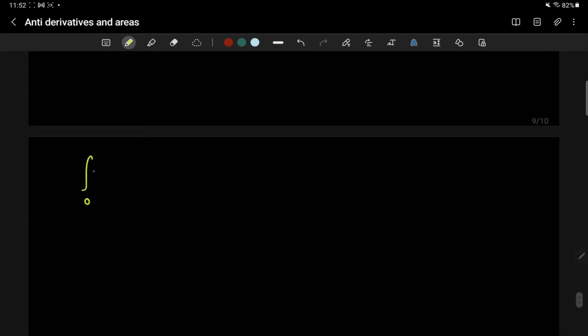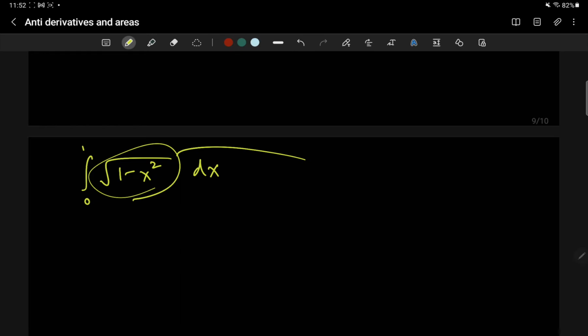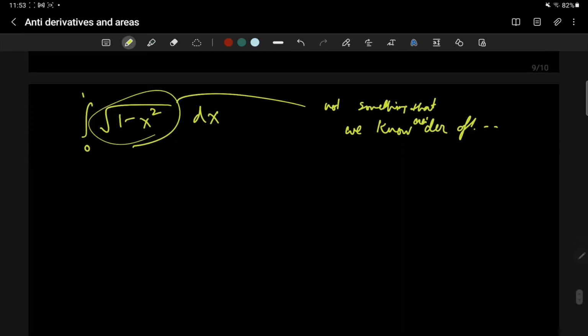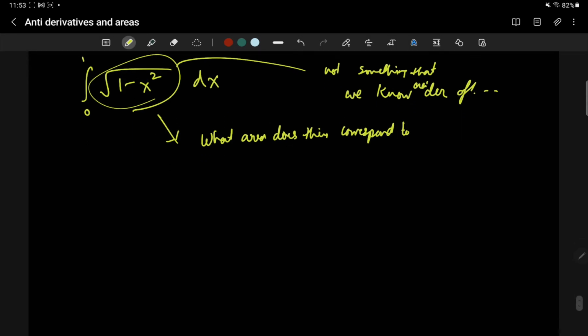Now sometimes you may be given something that is not directly integrable, or you cannot evaluate it. For example, square root of 1 minus x squared. Now this is not something that we know the antiderivative of, right? So what we do is we try to interpret this as an area. We try to think of what area this corresponds to, and see if that gives us something meaningful.